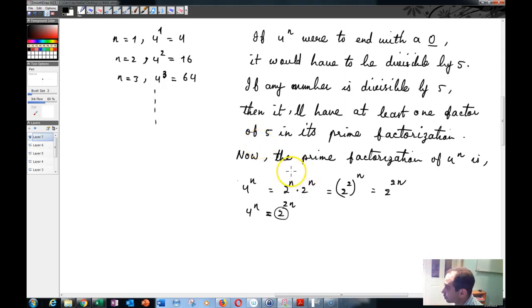Of course, we are using the fundamental theorem of arithmetic, and here the uniqueness of the fundamental theorem of arithmetic guarantees that there are no other primes in the factorization of 4 raised to the power n other than 2. So you can see how you could use this theorem in many different ways depending on the situation you are in.